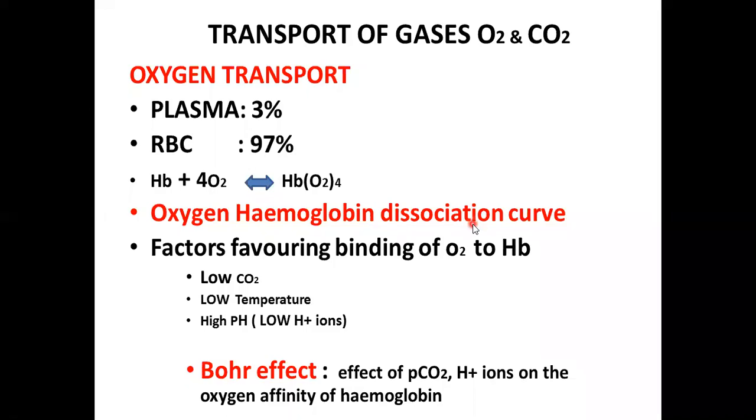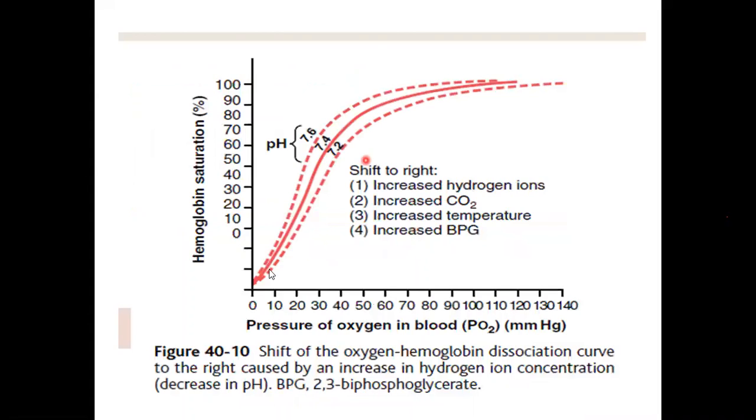Oxygen hemoglobin dissociation curve gives us an explanation in relation to the percentage of hemoglobin that combined with oxygen and the partial pressure of the oxygen. Now let us see, this is the curve, oxygen hemoglobin dissociation curve.